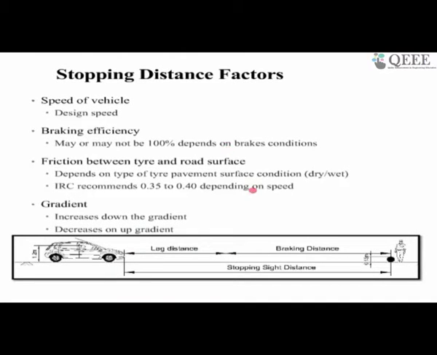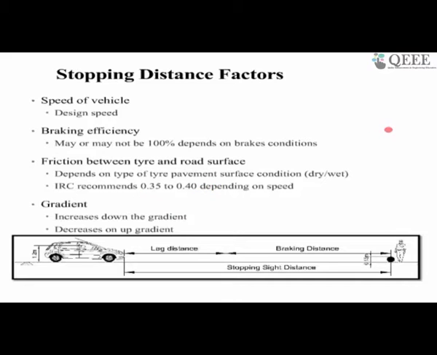So with all these factors, let's look into how we design it. The speed, we consider as the design speed of the roadway. Braking efficiency, generally we consider as 100%. Then the friction, we consider in a dry condition. This friction depends on dry and wet conditions, so IRC recommends 0.35 to 0.4. Now this is again the climate condition that prevails. If you have a roadway where it is mostly going to rain, you will consider the friction factor on the lower side. So this is how it has been taken care of.